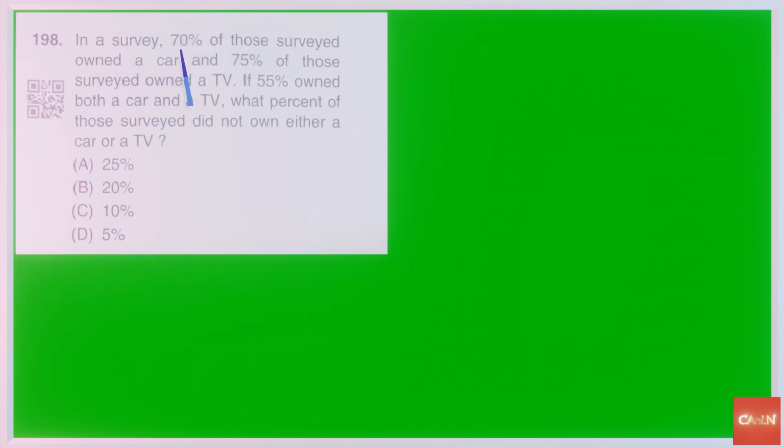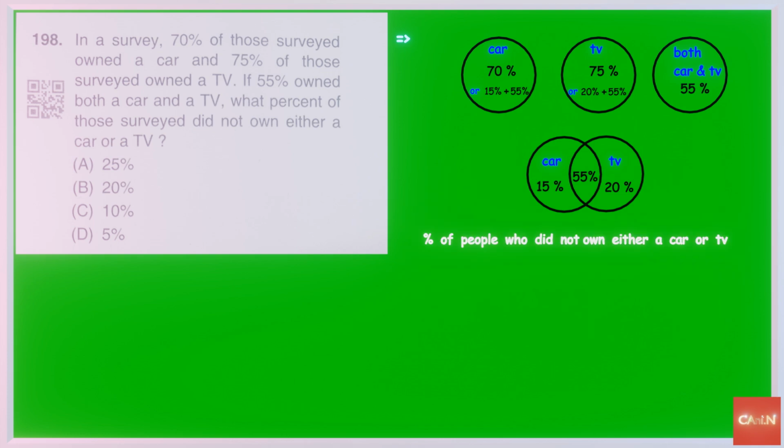In a survey, 70% of those surveyed owned a car and 75% of those surveyed owned a TV. If 55% owned both car and a TV, what percent of those surveyed did not own either a car or a TV? Percent of people who did not own either a car or a TV equals 100 minus 15 plus 55 plus 20. Equals 10%. Hence, answer is option C.